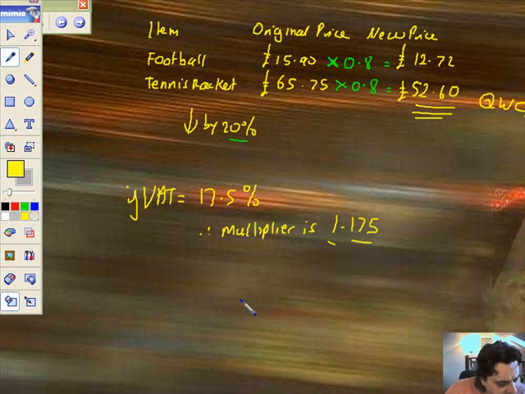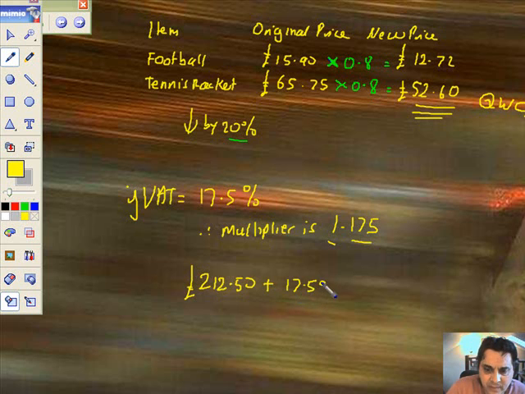So there's a, it looks like an Xbox actually. Anyway, let's just do this one. This thing costs £212.50, and they want to add on the VAT. So it says plus 17.5% VAT, and I've got to work out the actual price of the whole thing with the VAT. Well, it's very simple. Take on the 212.50, and then multiply by 1.175.